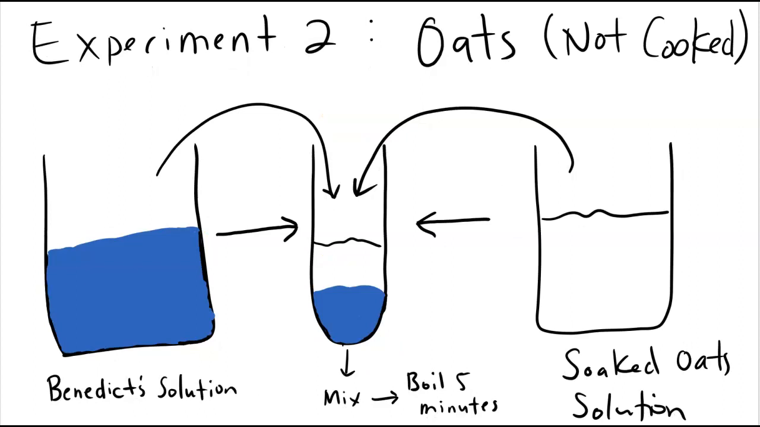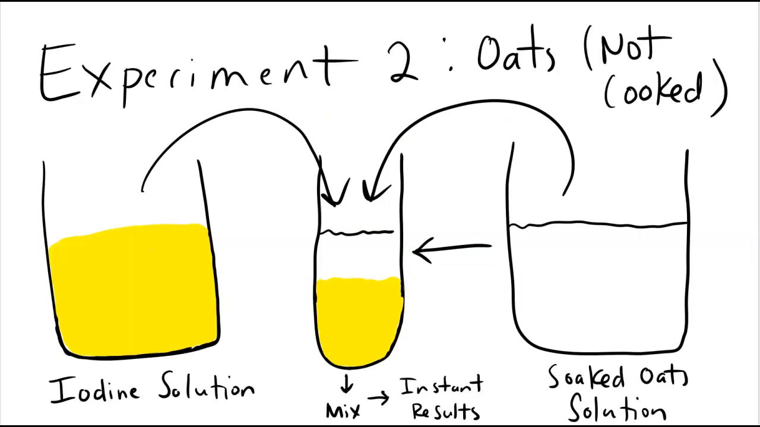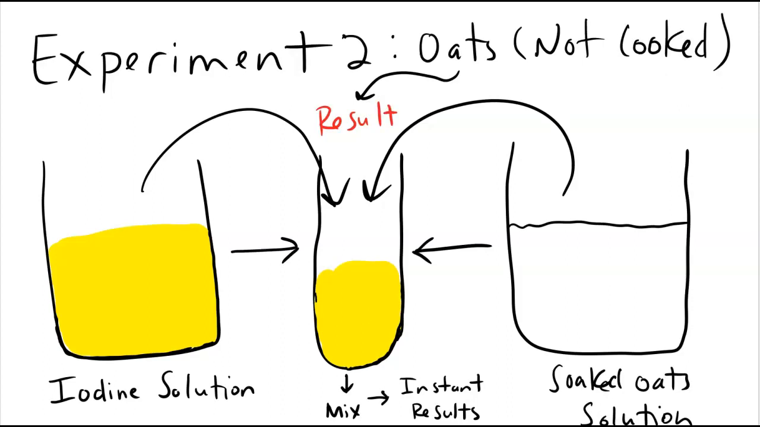For experiment 2, we soak oats, like oatmeal oats, Quaker oats, in some water for a few minutes, and then we subject that water that the oats were soaked in to a Benedict's test. And your result for the Benedict's test is a negative result, so it stays blue. For the iodine test, soaked oats also remains yellow. So record those results in your table, and there will be some questions to think about them down the road.